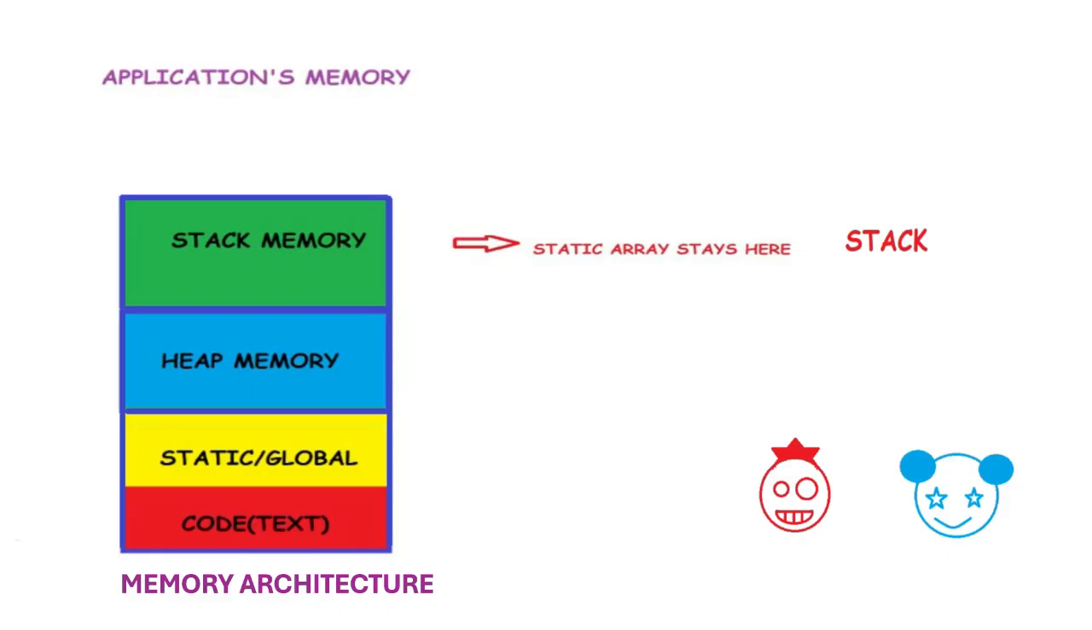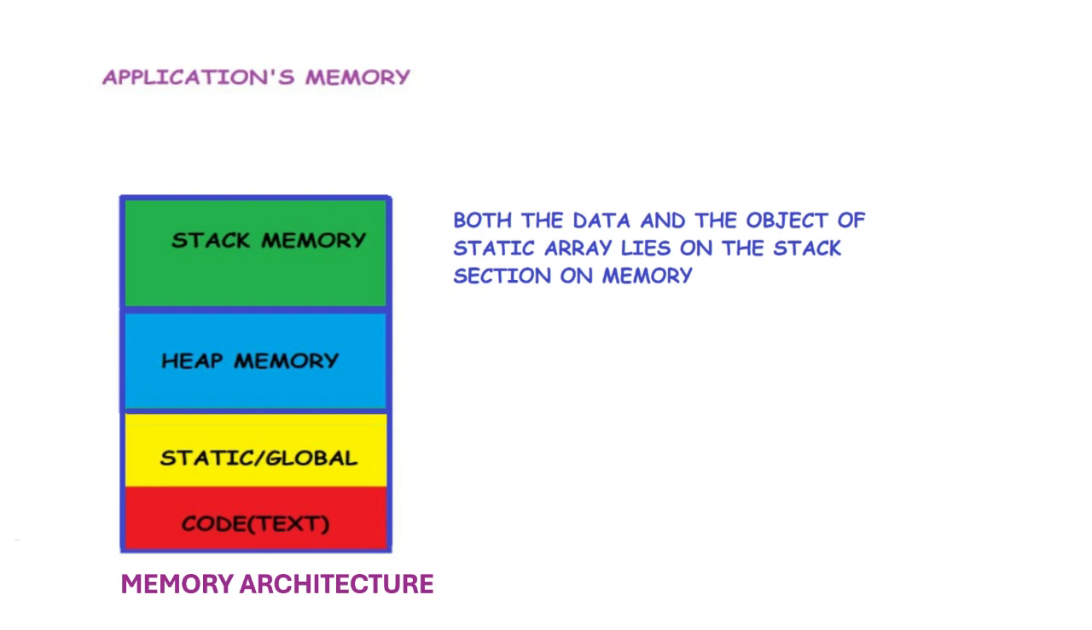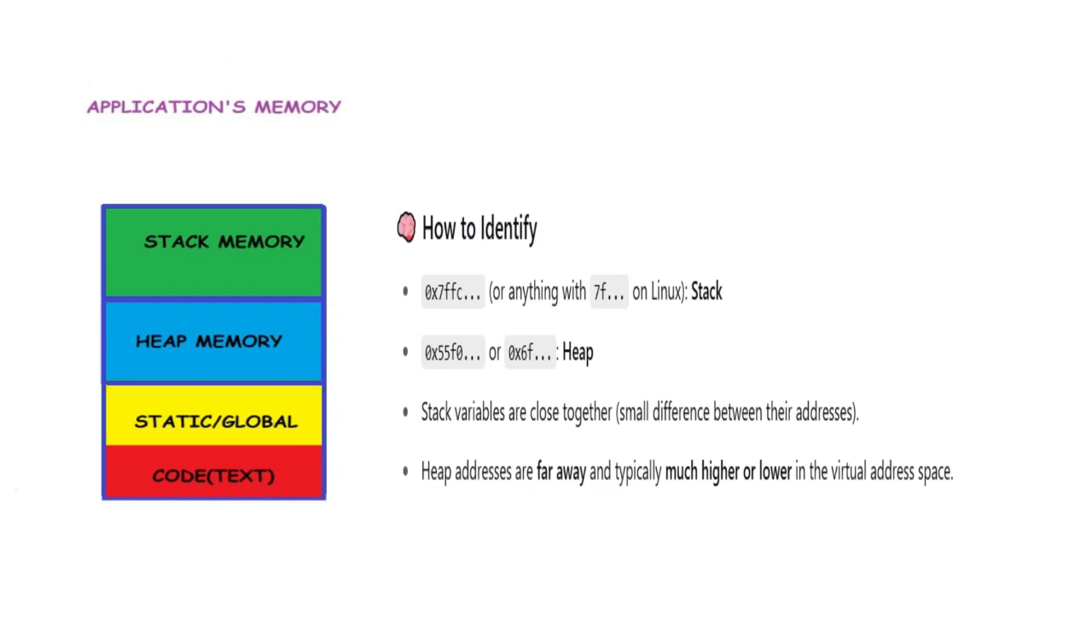Now we're going to talk about the memory architecture of a static array. For a static array, the entire array is going to stay on the stack section of memory, which is the higher address memory region. Both the data and the object of the static array lie on the stack section of memory. So let's run an experiment to determine this.